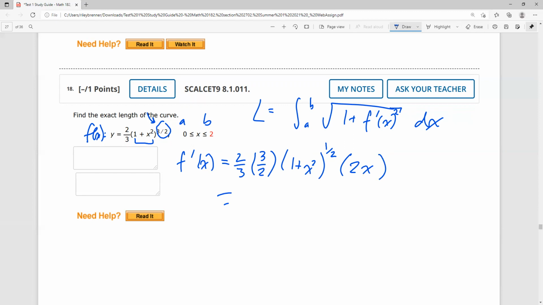And then from there, simplify this all out. What do we get? Well, 2/3 and 3/2 cancel out. All we're left with is 2x times the square root of 1 plus x squared, right? Because the exponent of 1 half is just a square root. There you go. That's actually not that bad.